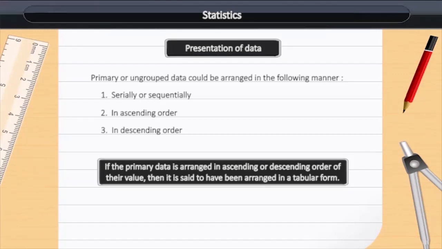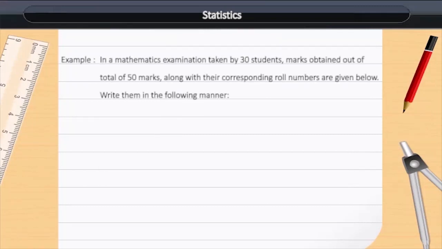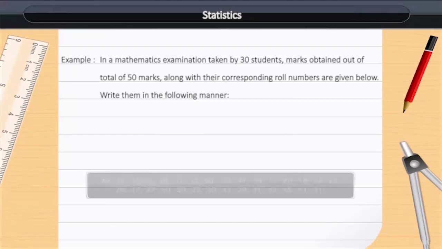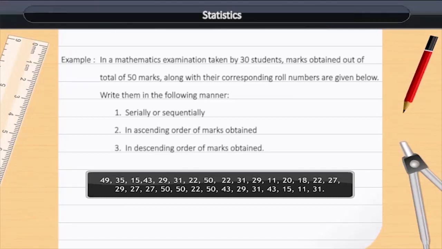We will try to understand it with the help of an example. In a mathematics examination taken by 30 students, marks obtained out of a total of 50 marks, along with their corresponding roll numbers, are given below. Write them in the following manner. 1. Serially or sequentially. 2. In ascending order of marks obtained. 3. In descending order of marks obtained.